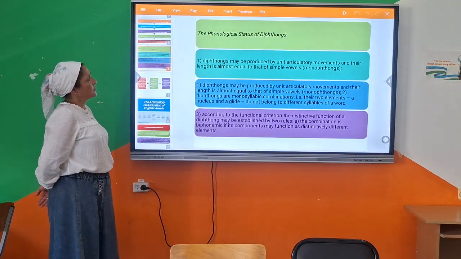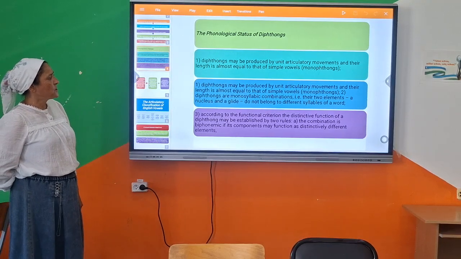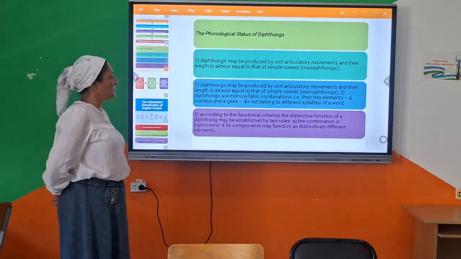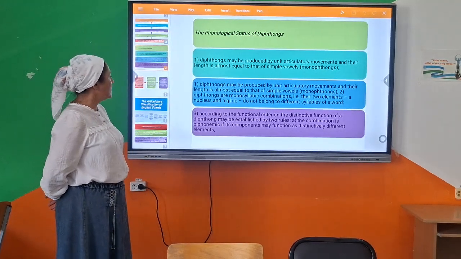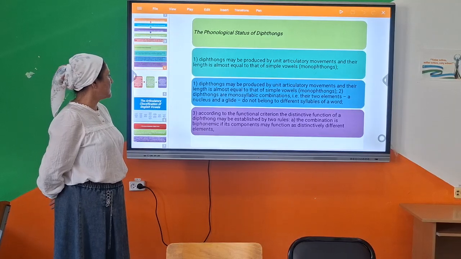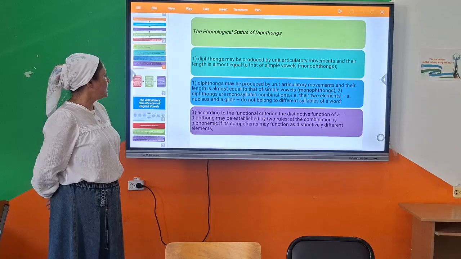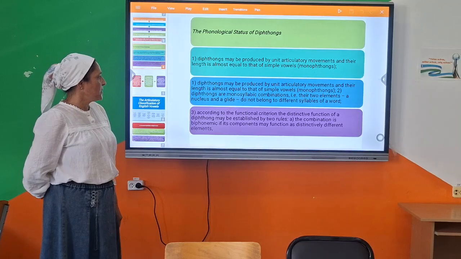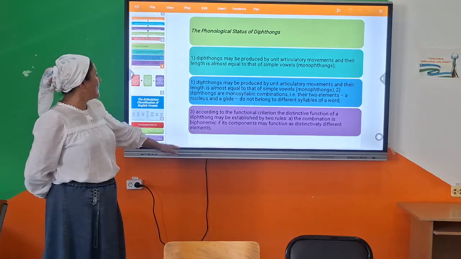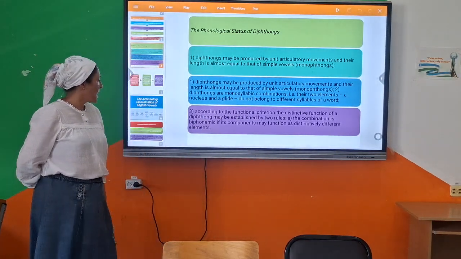The phonological status of diphthongs. Diphthongs may be produced by unit articulatory movements, and their length is almost equal to that of simple vowels or monophthongs. Diphthongs are monosyllabic combinations. In other words, their two elements, nucleus and glide, don't belong to different syllables of the word.